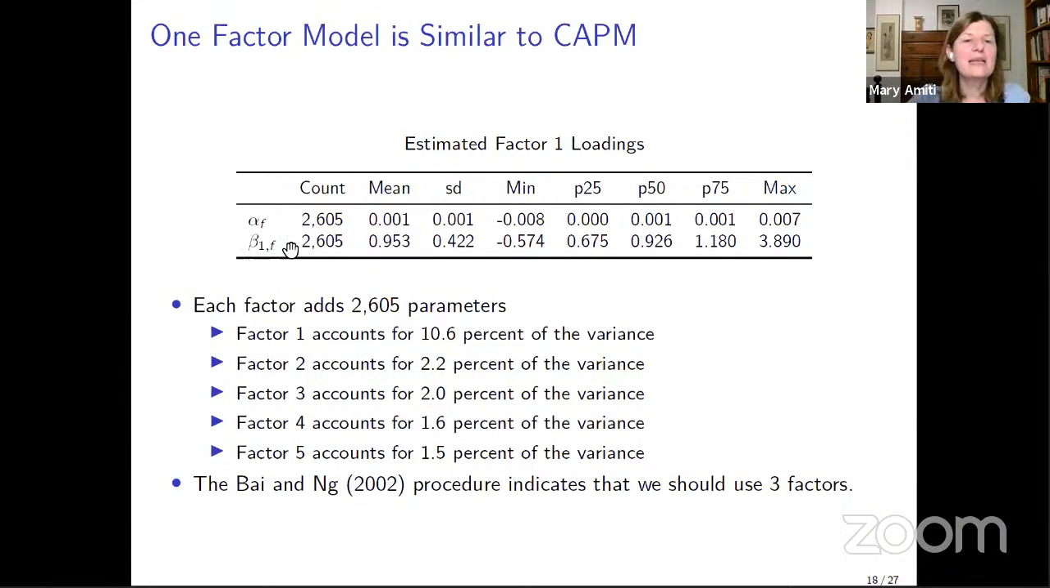And then if you want to see what the summary stats of a factor look like, these are the betas, the loadings, for the first factor. What you see is that the distribution's median is about 1, because it's telling you how the first factor affects that firm relative to the aggregate market. And then I think I mentioned earlier that alpha F is the long run factor, which is very, very small. That's just the firm's average over the whole period.